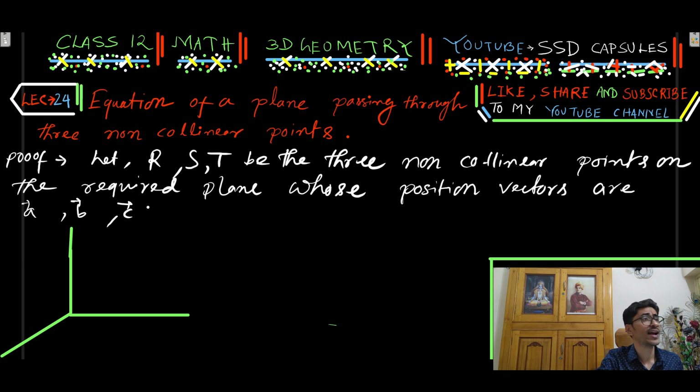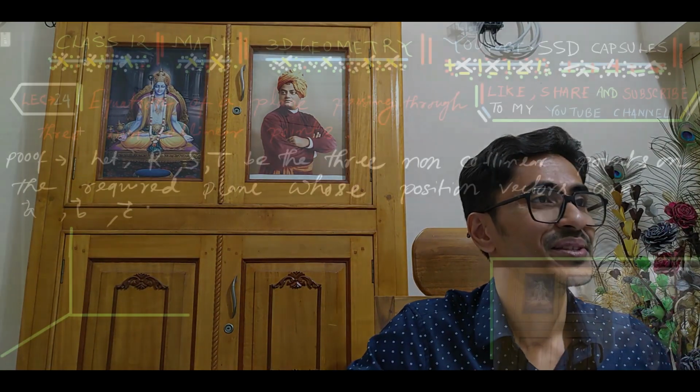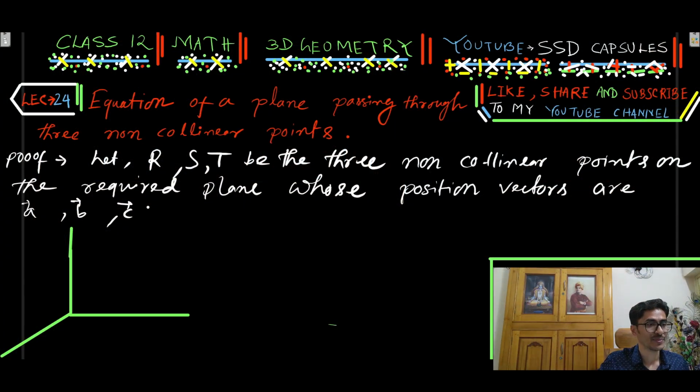And my suggestion is that don't skip any theorems discussed in 3-dimensional geometry, because in future when we are going to solve problems, each and every theorem is useful. They are interconnected, interlinked. So if you miss or skip a single theorem, then you will get in trouble while solving problems. So always remember that, do not skip any theorem.